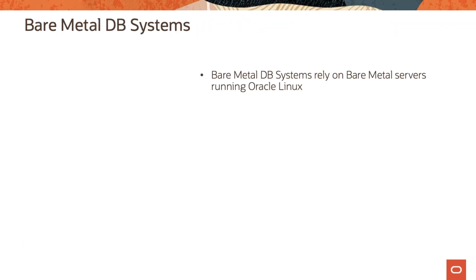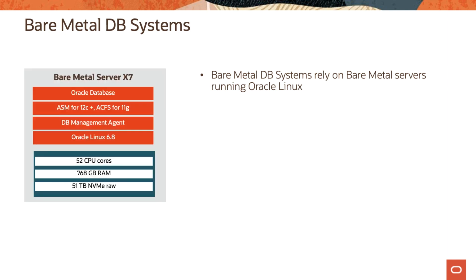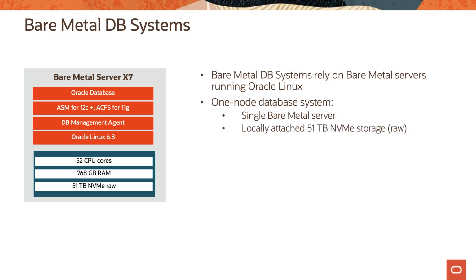Let's now look at the bare metal DB systems. Bare metal DB systems rely on the bare metal servers running Oracle Linux. It's a one-node database system which runs on a single bare metal server and has locally attached 51 terabyte NVMe storage. And you start with 2 cores and you can scale up or down OCPUs based on requirement.